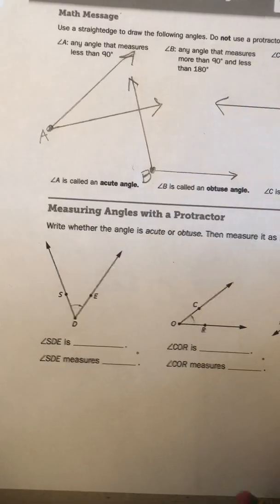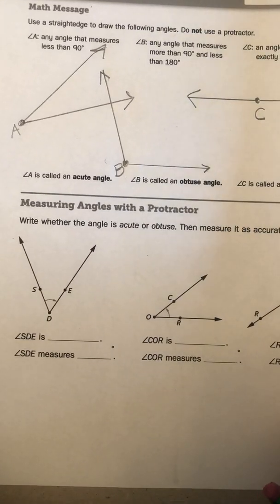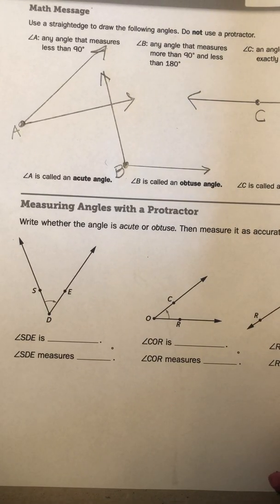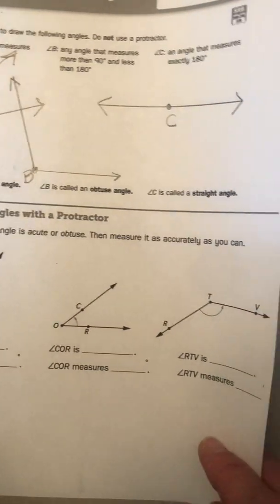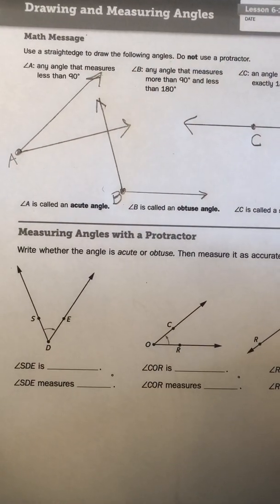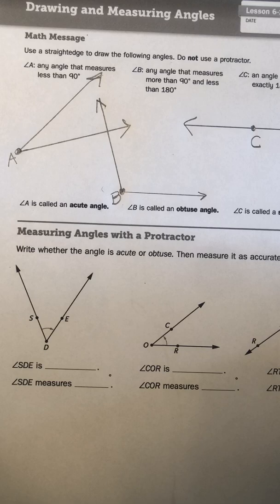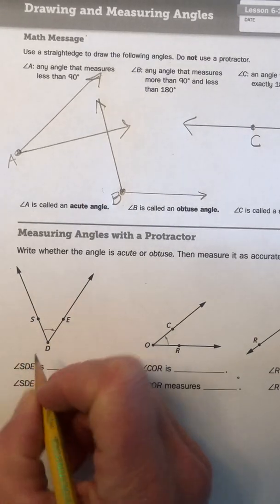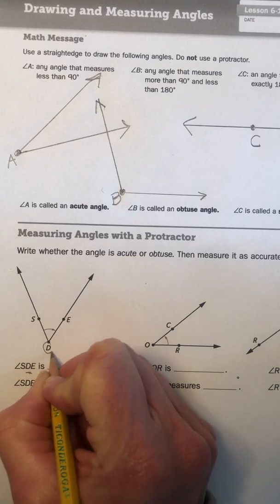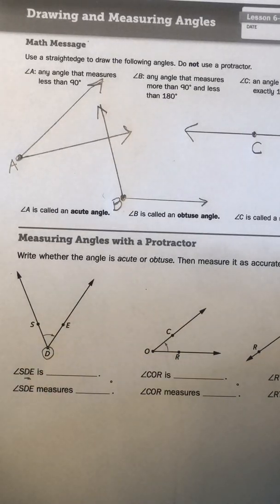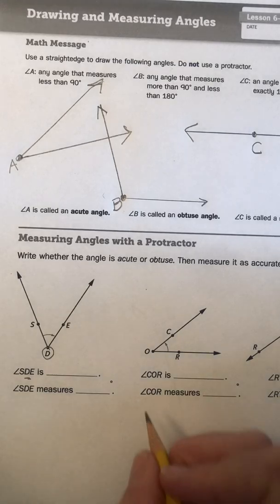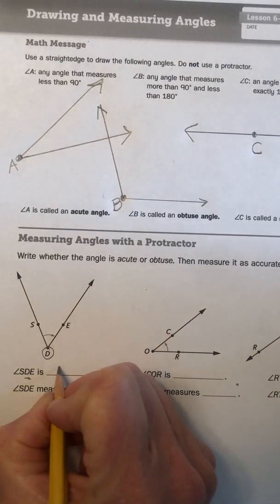Back to lesson 610, it says write whether the angle is acute or obtuse, then measure it as accurately as you can. So I will go ahead and say that angle SDE, notice that the middle letter is always the vertex. Well, I know that angle is less than 90 degrees, so it is acute.